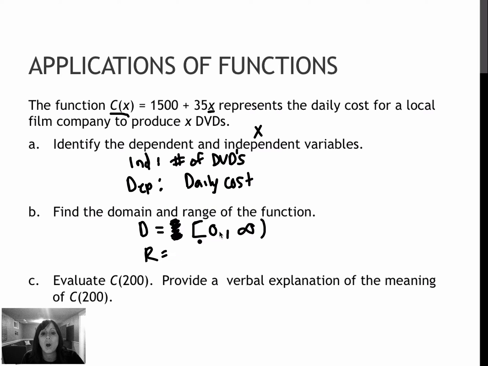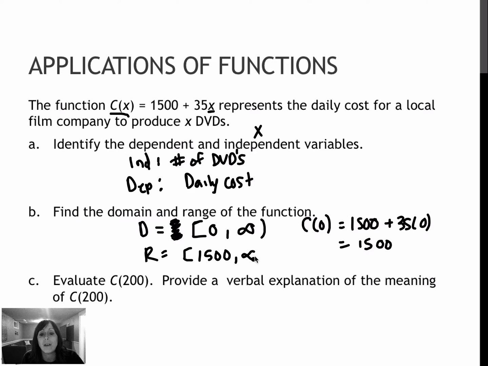The range will always depend on what you say for your domain. So for my domain, my lowest value is 0. So I'm going to find what is C of 0. C of 0 would be 1,500 plus 35 times 0. 35 times 0 is 0, so really it's just 1,500, which means if I produced 0 DVDs, the cost is still 1,500 just for rental of the space and electricity, etc., etc. So the range is 1,500, and then that value will continue to get bigger based on how many DVDs I produce.